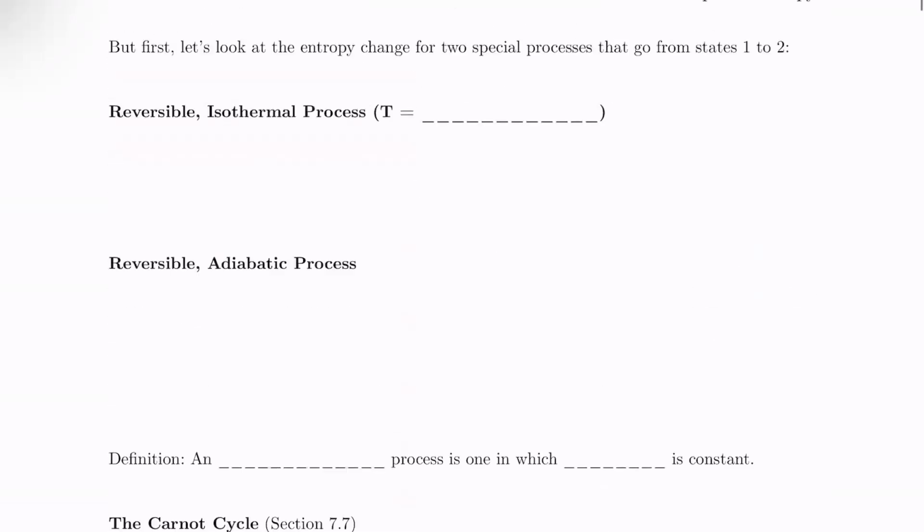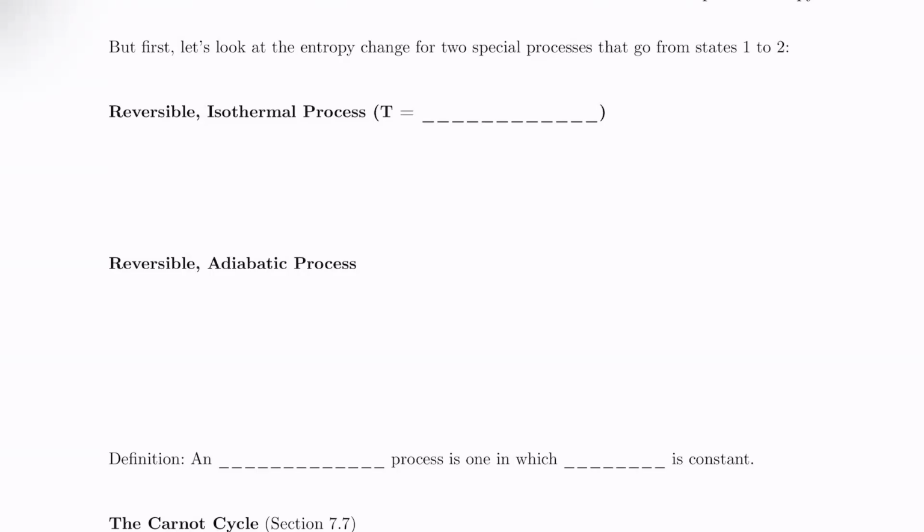Okay, so before we look at looking up entropy data in tables, we're first going to talk about entropy change for two special processes that go from states 1 to 2. These are going to be common things that I would recommend committing to memory. This will come up in other classes after this one as well. It's important. Okay, so the first one is a reversible isothermal process.